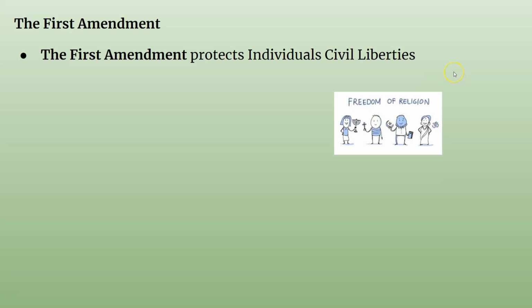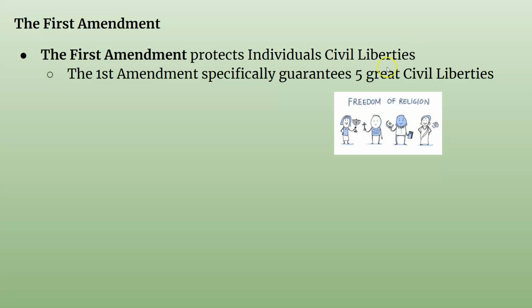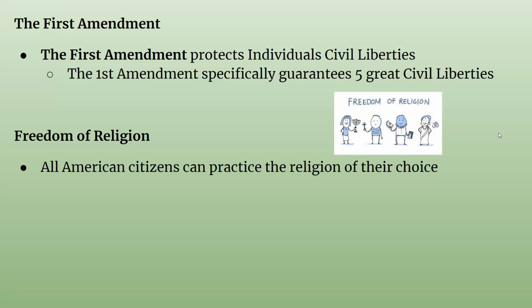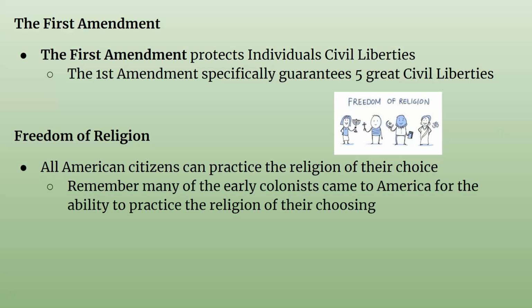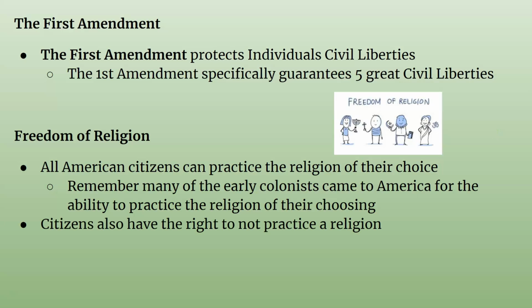What the First Amendment does is protect individual civil liberties. The First Amendment specifically guarantees 5 of the great civil liberties. The freedom of religion is the first one. All American citizens can practice the religion of their choice, or they don't have to practice any religion.